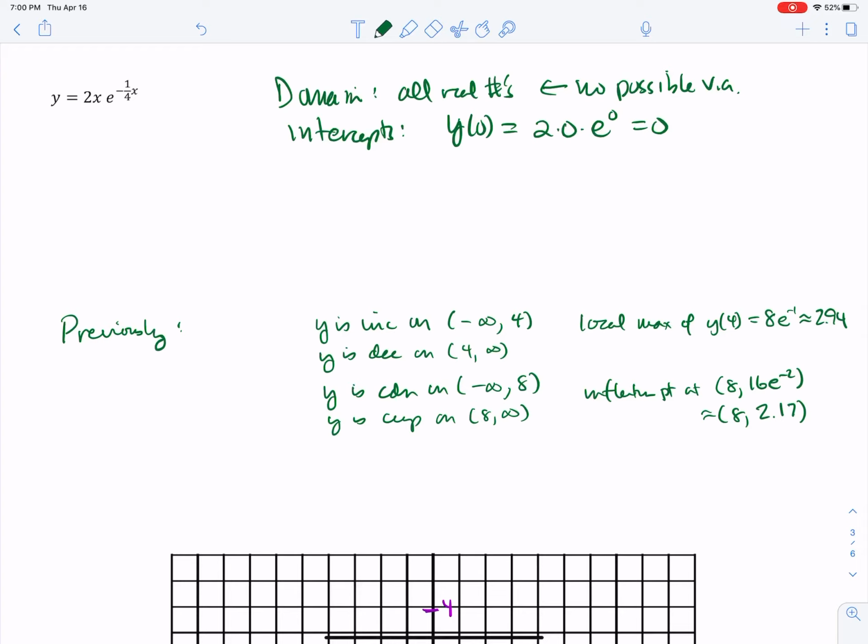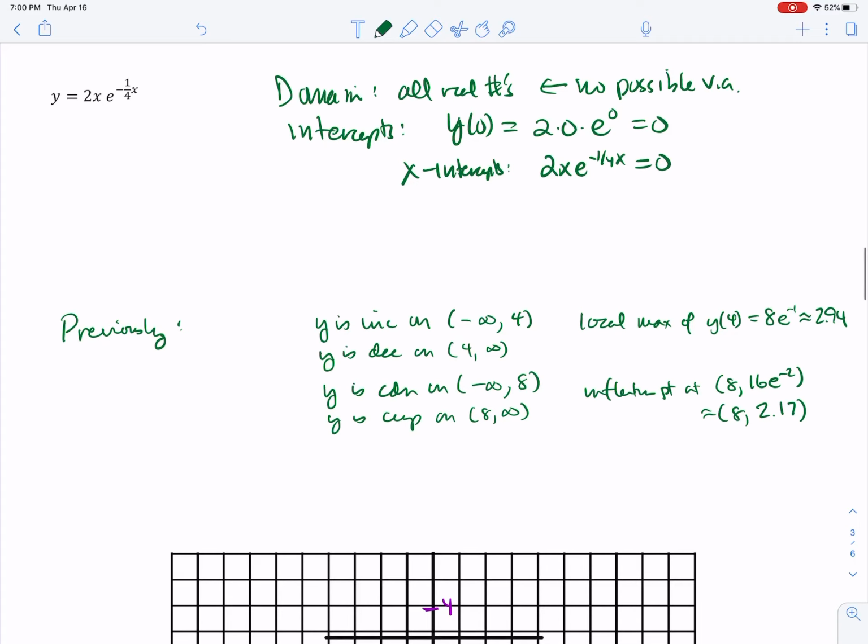And then for x-intercepts, if I set this equal to 0, well, again, I know that this is never 0. And so I'm led to see that my only intercept is the origin. It's the only place it's going to touch any axis.